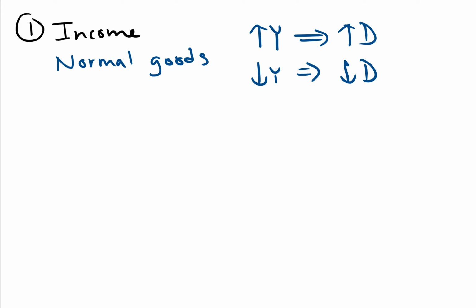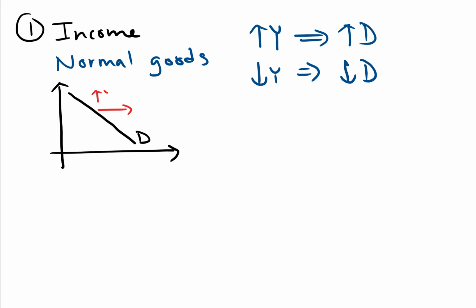So for example, just to draw the first case, we can draw it like this. We have our demand, and then our income goes up, and now they want to buy more stuff. And that's normal for most things. That's what you would expect.